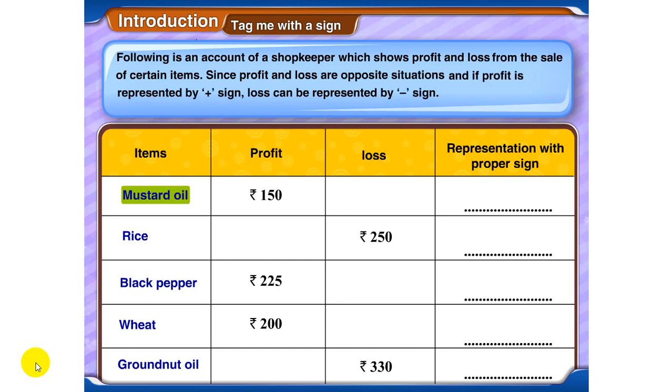Sale of mustard oil, we get a profit of rupees 150. So we write positive 150 in the blank. Similarly, for rice, we write negative 250. Black pepper, write positive 225. For wheat, write positive 200. And for groundnut oil, write negative 330.